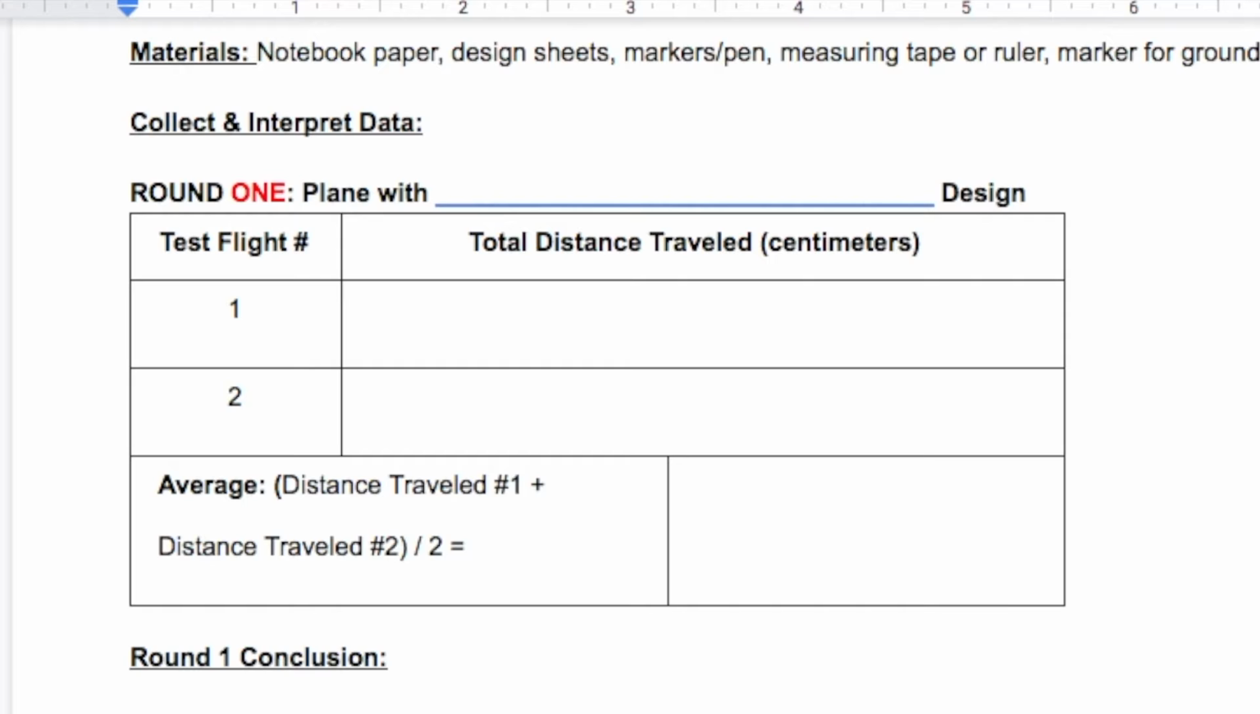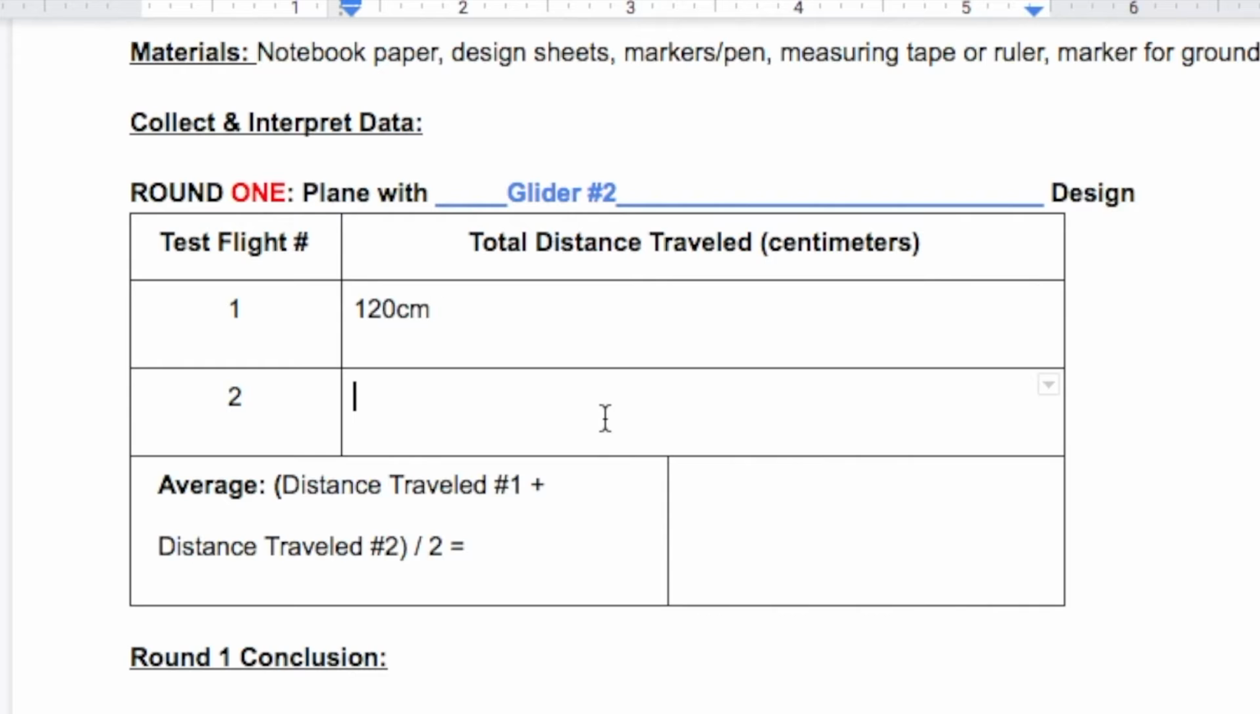In this short tutorial video, I'm going to show you how to calculate the average for your plane. So let's look at round number 1 here, and please remember, if you haven't already done this where it says plane with blank design, that you write in the design that you tested in round number 1. So let's say, for example, mine was the glider number 2 design.